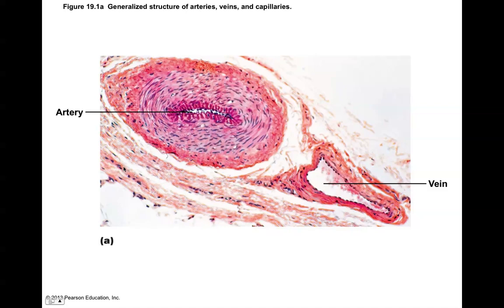And this is that same picture. You can see the artery represented in cross-section here, with a very thick tunica media, and a vein, very thin in relation to the artery.